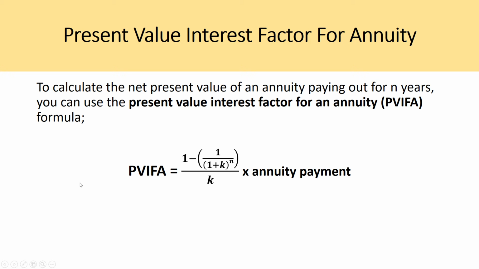Okay, so now let's look at the opposite. Let's look at the present value. So to calculate the net present value of an annuity paying out for n years, you can use the present value interest factor for an annuity, so the PVIFA formula, which kind of flips things around.